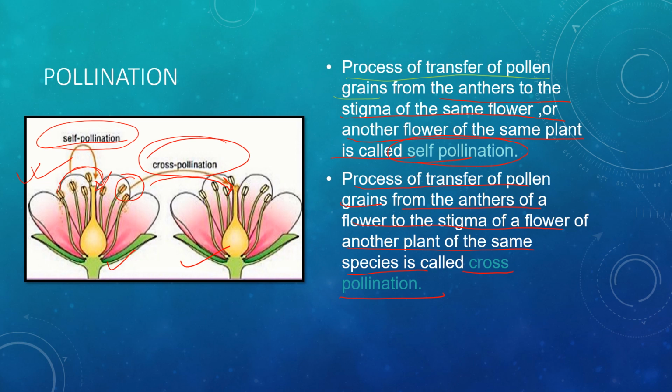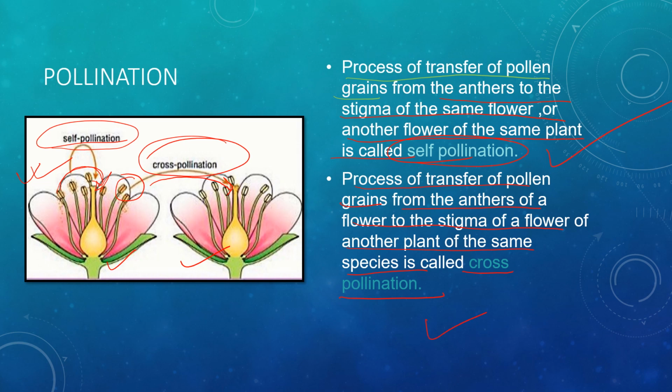If it is happening within the same flower or same plant, that is self-pollination. Self means within its own plant or within the same flower itself. The flowers which are bisexual carry both the male and the female parts. So from the anther of that flower to the stigma of that flower it is carried, and within the same plant also, from the anther of one flower to the stigma of another flower on the same plant. That is self-pollination. And when this happens from one plant to another of the same species, it is called cross-pollination. I think this is clear.